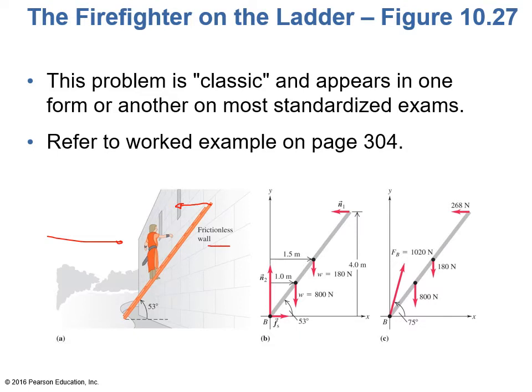Looking at the point where the ladder touches the ground, there's going to be a frictional force, which is going to be parallel to the ground, and a normal force perpendicular to the ground. There's also going to be a weight of that person applied at the point where they're standing on the ladder. And finally, there's going to be a weight of the ladder itself.